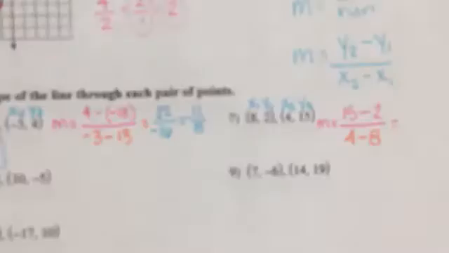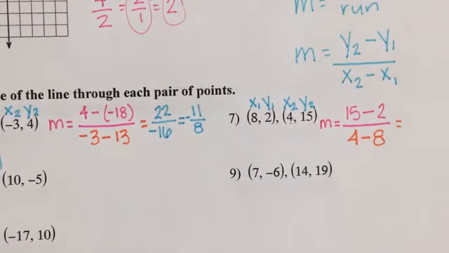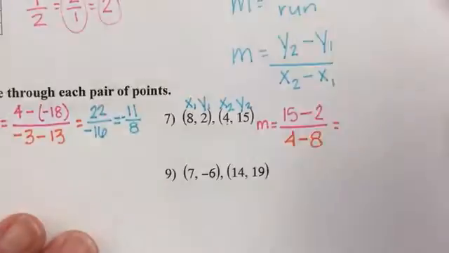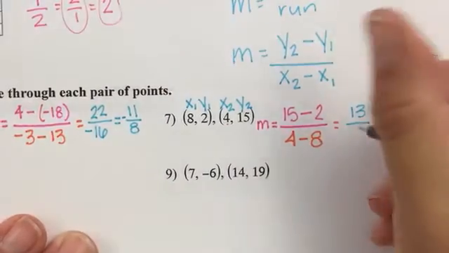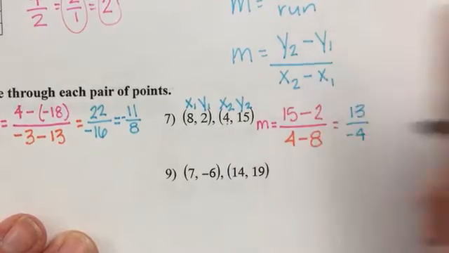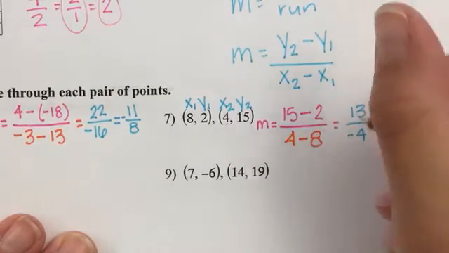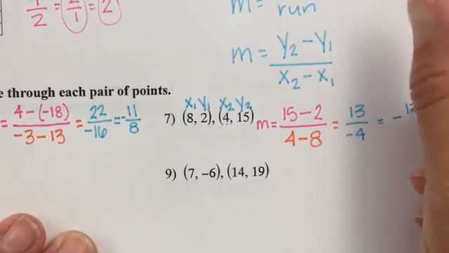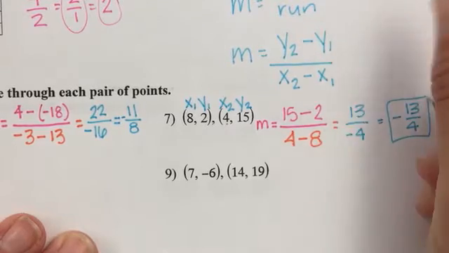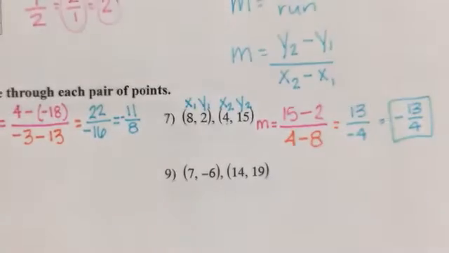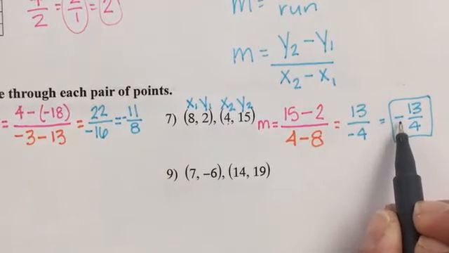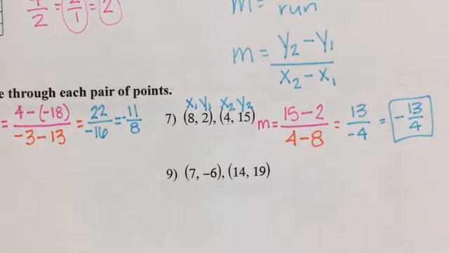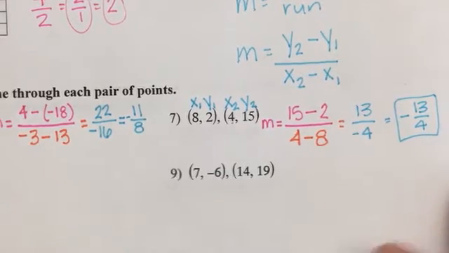Okay. I trust that you guys can do some of these in your head. So 15 minus 2 is 13. If you have 4 and you take away 8, negative 4. Negative 13 fourths, you can't simplify it, so you're just gonna write it like that. It is negative, I just put it on the front.